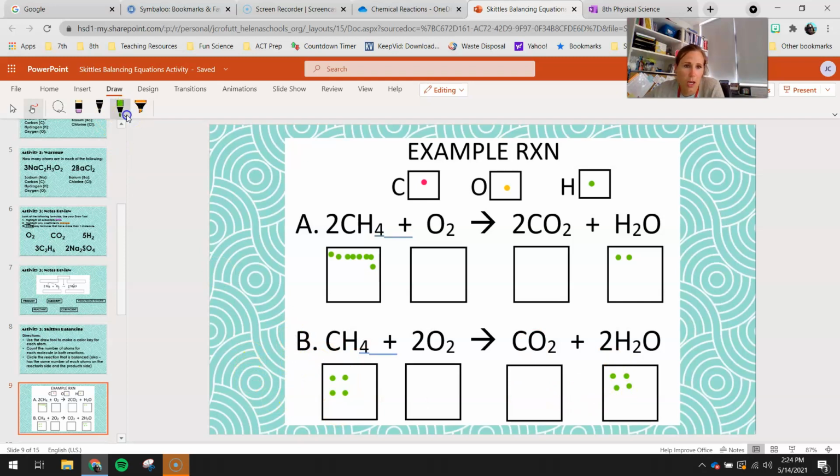Let's go in and do my carbons. My carbons were pink. In this one I have 2 carbons, 1, 2, and over here I have 2 carbons, 1, 2. So the carbons look good up here. Down here I have 1 carbon, and over here I have 1 carbon.